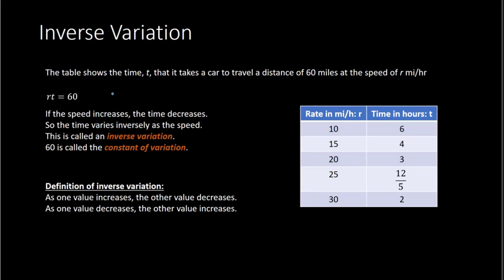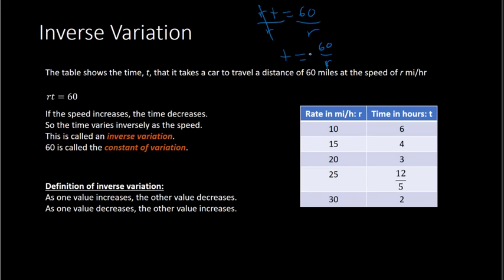So looking back here at this equation, rate times time equals 60. Another way I could think of this is I could rearrange this to solve for t. So if we had r times t equals 60, I could divide both sides by r. Now we have t equals 60 over r. Now this setup is going to be more of what we want as we move forward, because this can be translated as t varies inversely as rate. So the time varies inversely as the rate, and 60 is our constant of variation.